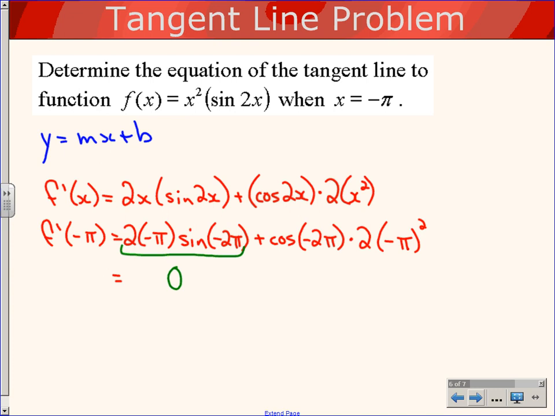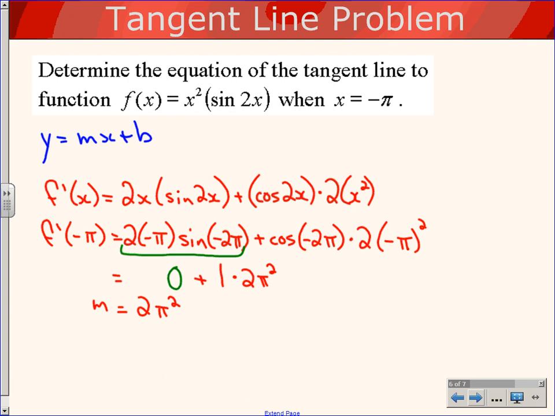So then we have to worry about what comes later. Cos of minus 2 pi is 1. So it's 1 times 2, and minus pi squared, minus squared becomes positive, right? So that's just pi squared. So our slope is 2 pi squared, which is a weird slope, but it's simplified really nice considering what we started with.